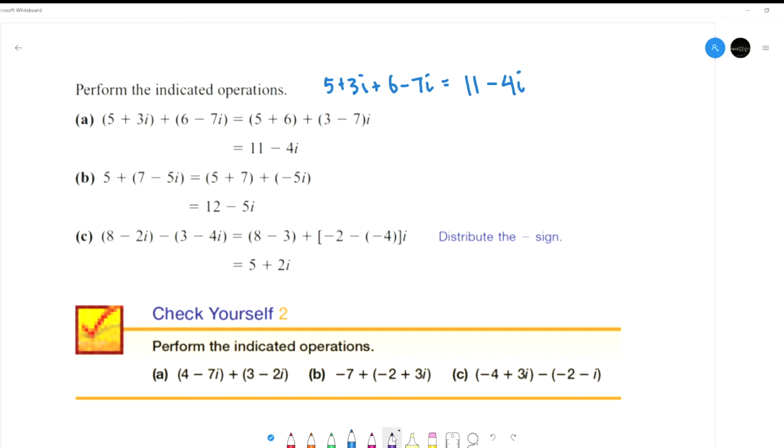Let's look at this next problem. We have 5 plus 7 minus 5i. So the first number doesn't have an imaginary part. It has just the real part. And the second one has both the real and the imaginary. So we have to remove parentheses first, right? So we have 5 plus 7 minus 5i. So we combine the real parts. 5 plus 7 is 12. And minus 5i. So there's my complex number in standard form.